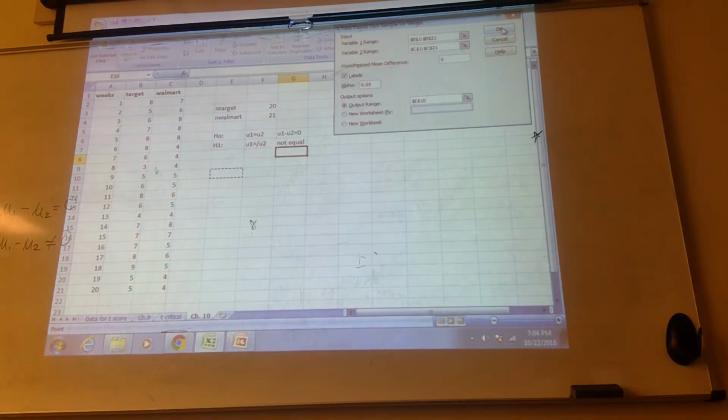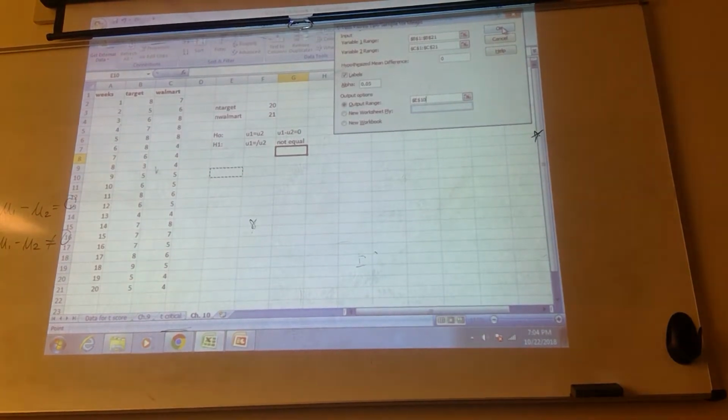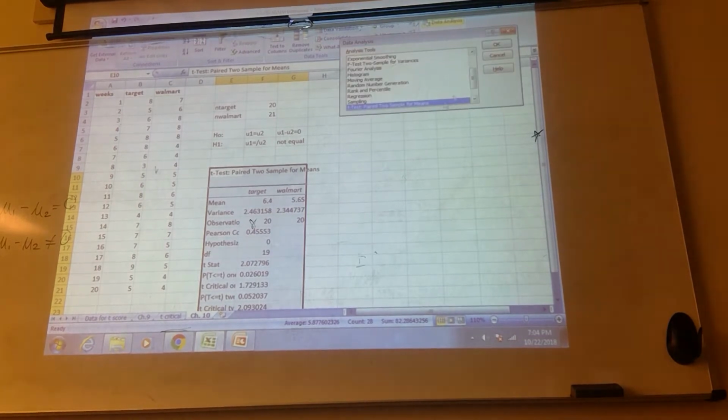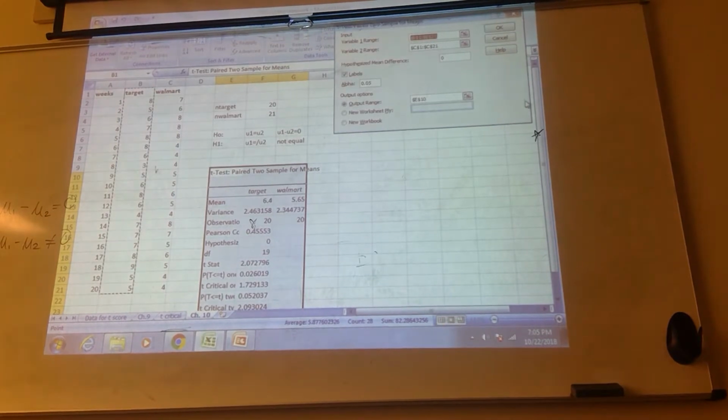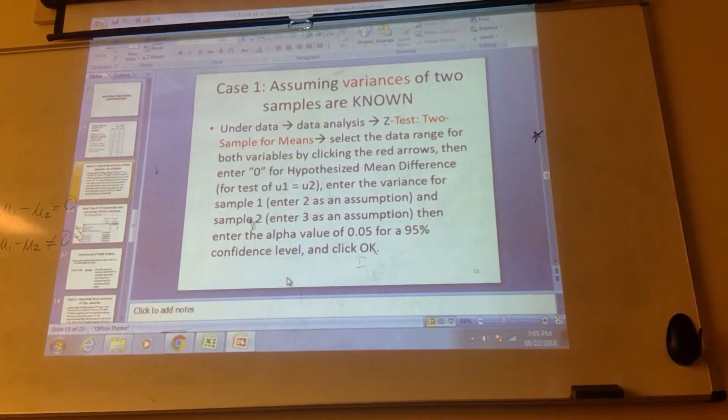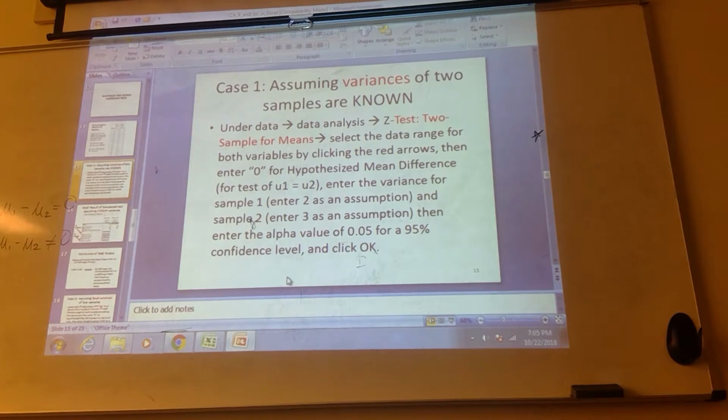So we're going to do the t-test for the sample means. I'm going to put this out, but then go back to data analysis. It's the t-test for paired two sample means. Once you click on that, write it down, like on the Excel, just to remember.